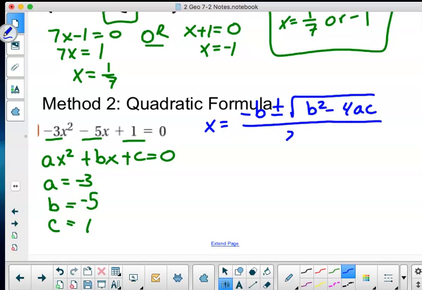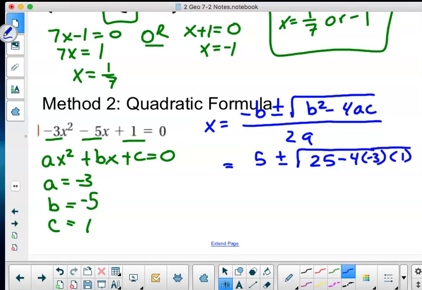all over 2a. Since I've already identified a, b, and c earlier, I can now just plug those values in. The opposite of -5 is 5, plus or minus the square root of -5 squared, which is 25, minus 4 times a, which is -3, times c, which is 1. That's all over 2a, which is 2 times -3.